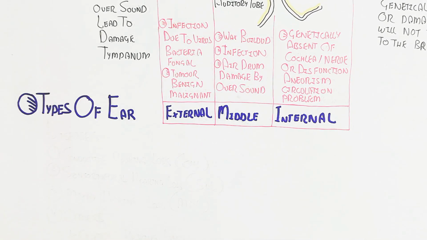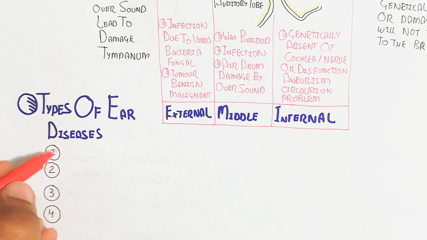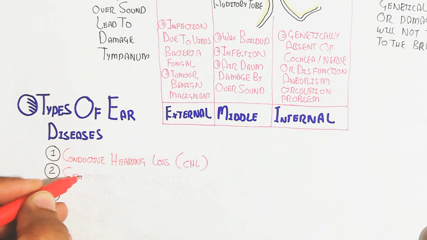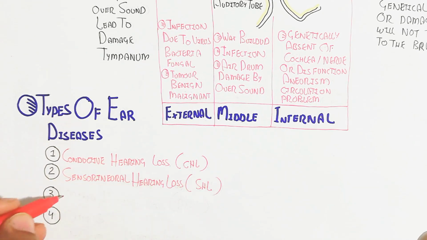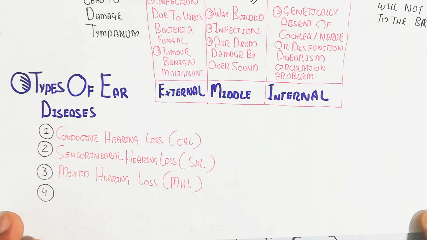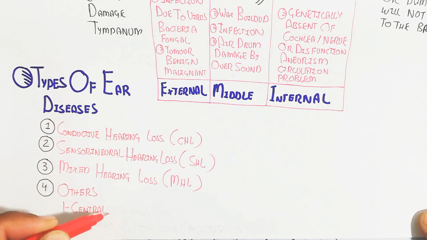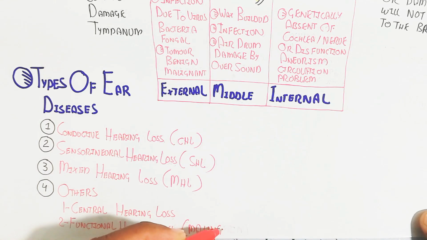Let's begin to understand the types of ear disease. It can be conductive hearing loss, CHL. Conductive hearing loss means conduction is impossible. It can be natural or unnatural and leads to deafness. Then there is sensory neural hearing loss, in which the sensory nerves are damaged due to injury or some other process. There are also mixed hearing loss, central hearing loss, functional hearing loss, and malingering.